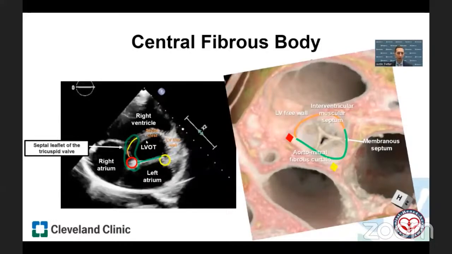So if we look at the echo view, we're into the left ventricular outflow tract. We see the aortic mitral fibrous curtain, which is spanned by the left fibrous trigone with the yellow circle, the right fibrous trigone with the red circle, into the area of the roof of the infraseptal recess, which is formed by the area of fibrous continuity between the AV valves, and then the membranous septum, which is divided into an atrioventricular portion with this orange line, and the interventricular portion in the yellow line, divided by the attachment of the septal leaflet of the tricuspid valve.